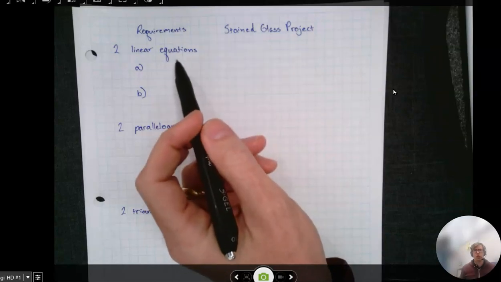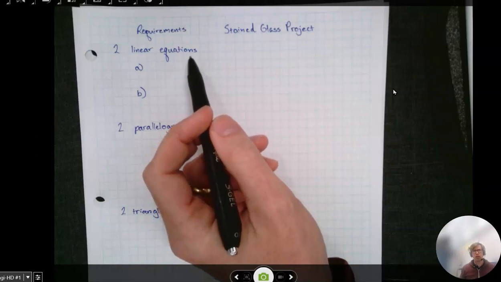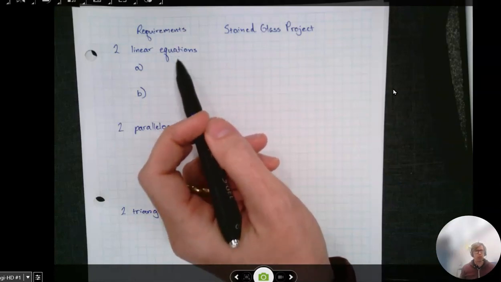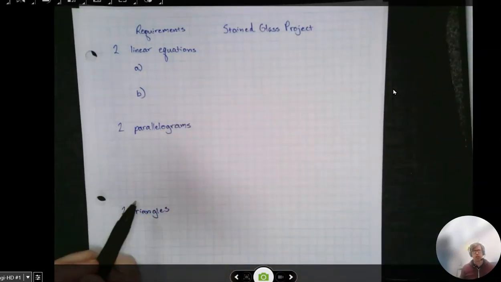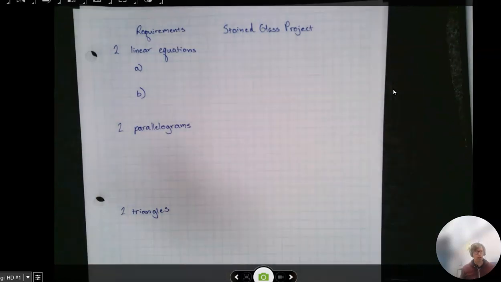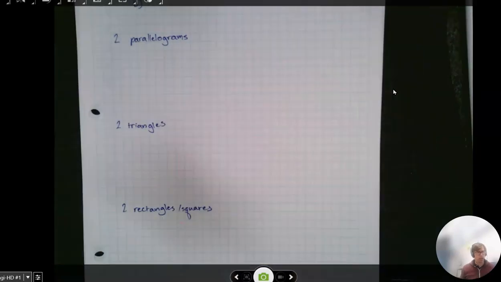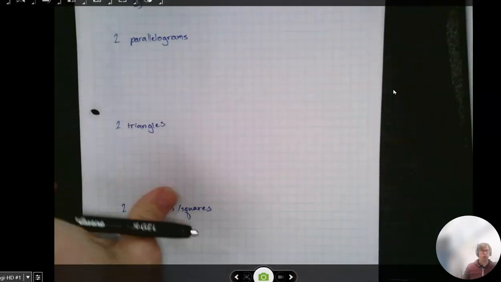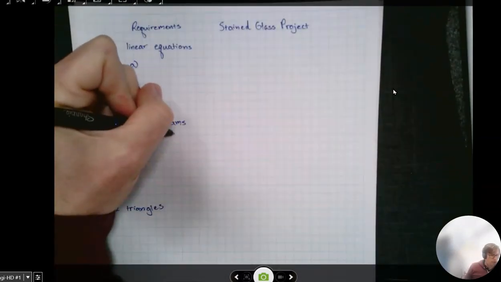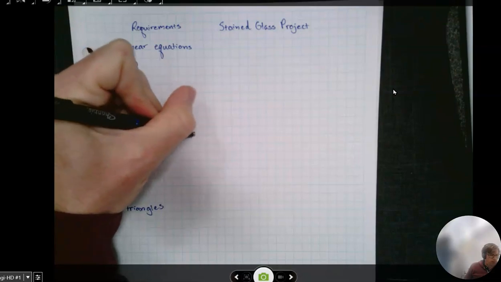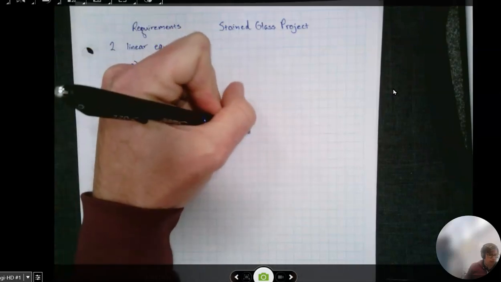You need two linear equations, two lines on it. There need to be at least 6 more lines, but you'll do that no matter what. There need to be 2 that are linear. You need to form in there 2 parallelograms, 2 triangles, and 2 rectangles or squares of different sizes. Of course, all of these should be different sizes, and for each of these we're looking for a bit of classwork that has the perimeter and the area. Perimeter and area.